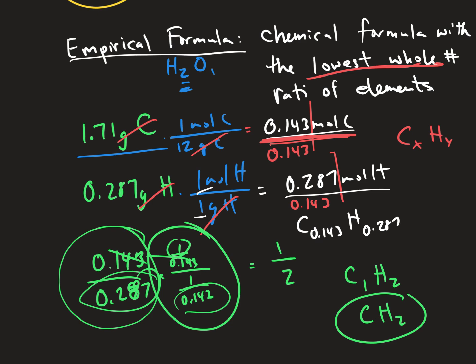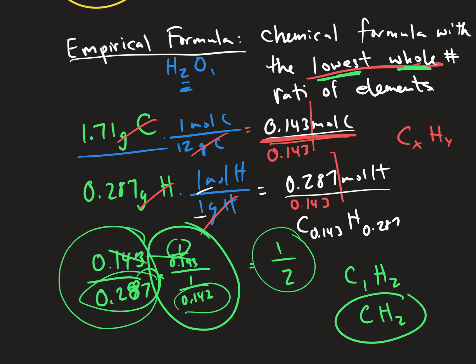if we go to the definition of empirical formula, this is what we're trying to find. It's the lowest whole number ratio. And what's the lowest whole number? So 1. 1 over 2. So that's our answer. So the lowest whole number is a 1.